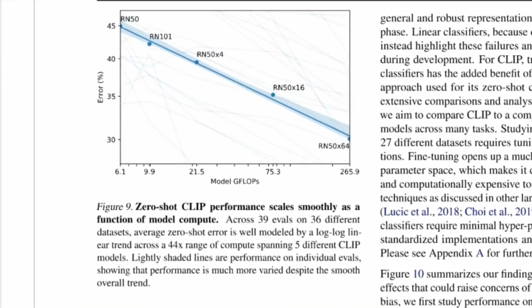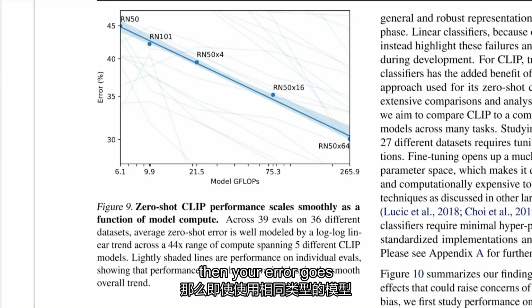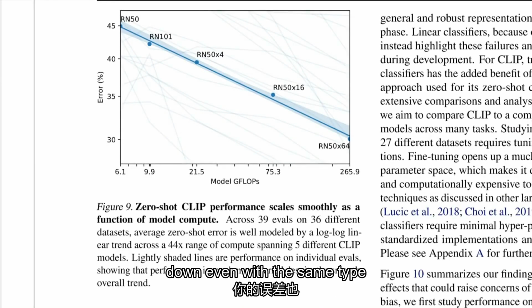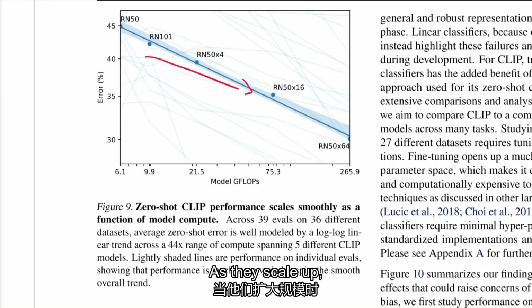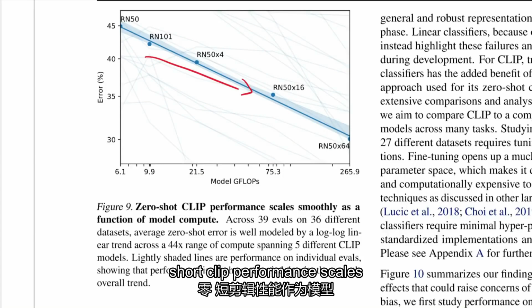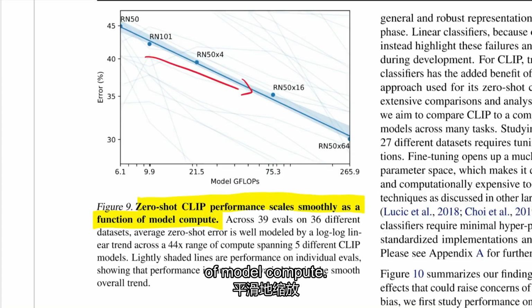Interestingly, there is a trend in machine learning that if you give more data and compute, then your error goes down, even with the same type of models. And that seems to hold pretty well here, as you can see as they scale up. This is a ResNet backbone. As you scale that up, zero-shot CLIP performance scales smoothly as a function of model compute.